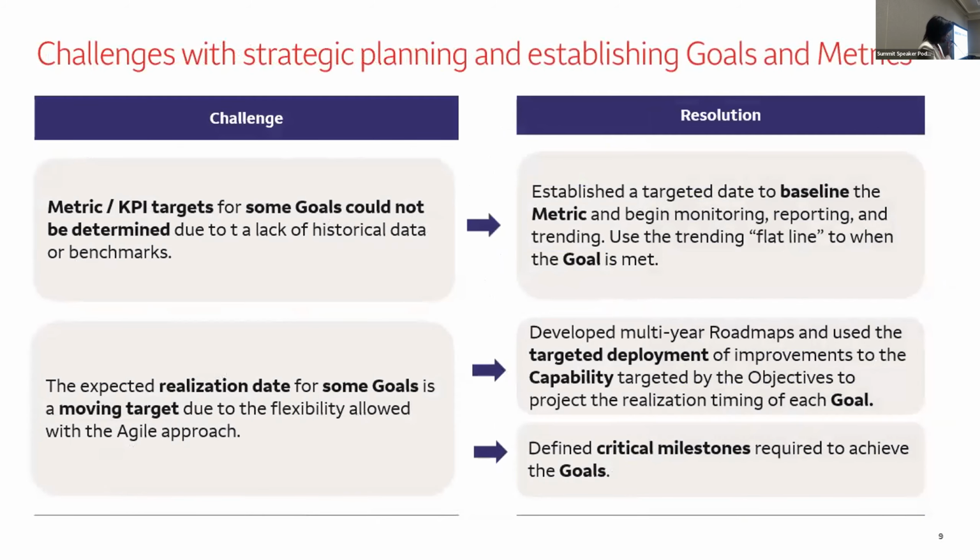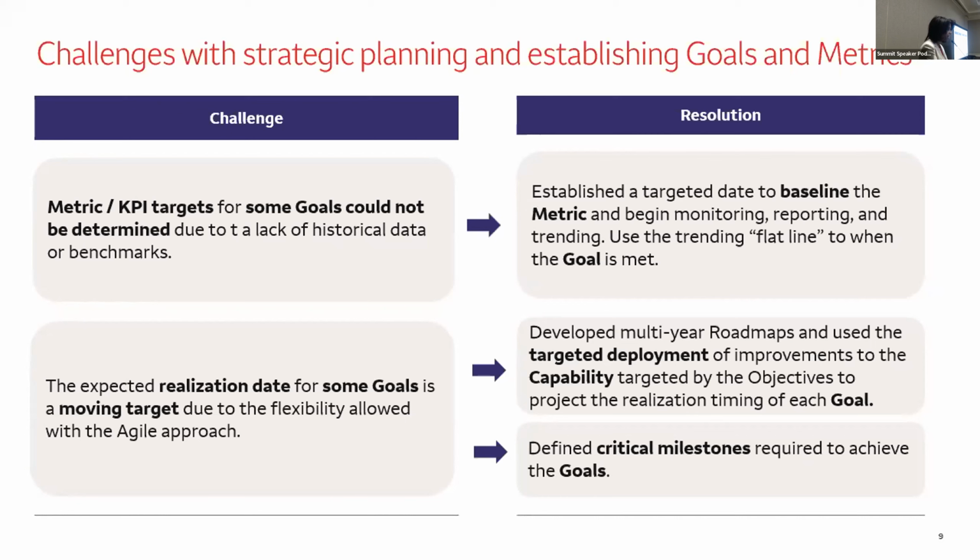So it's really important that all three of those components are connected. Some of the challenges that we had with establishing our goals and metrics, and I'm sure this happens in your organization, is that we didn't necessarily track all of our goals and metrics or have even benchmark data that we could feel confident in using. And so what we agreed to do is to establish a target date to baseline those metrics and then to begin monitoring, reporting and trending on those. And then once we get to a flat line, that will give us an indication to do an assessment to determine whether we have met that goal.